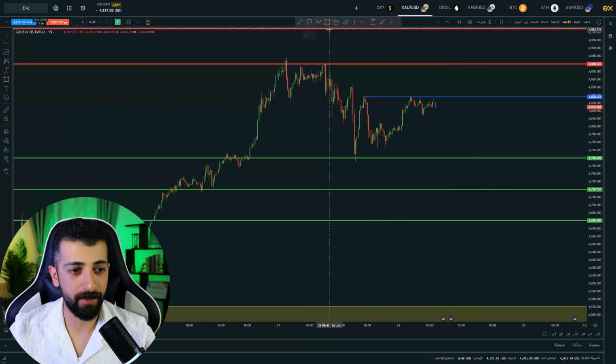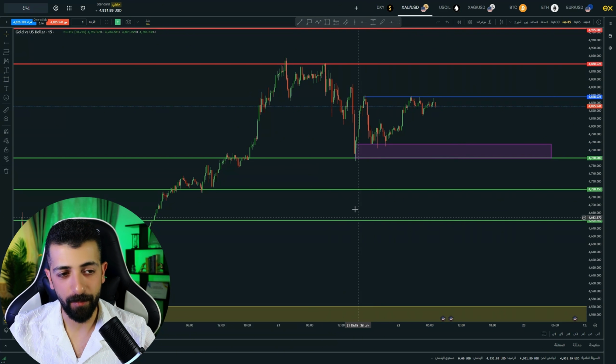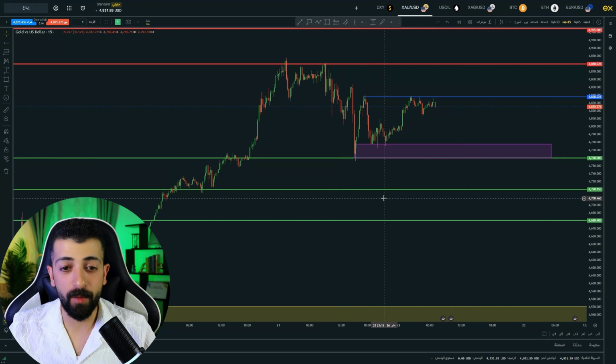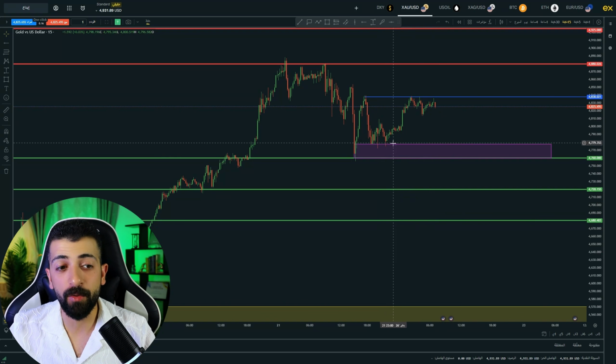I'll tell you, you have this level. Why did I mark this level for you? Because we relied on 2 points of support. I'll explain it to you simply. There are 2 supports. The first and strongest support, from which the price rebounded and we took a buy trade, is at 4,760.